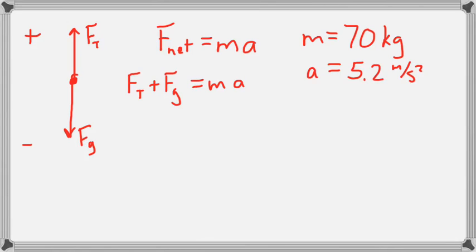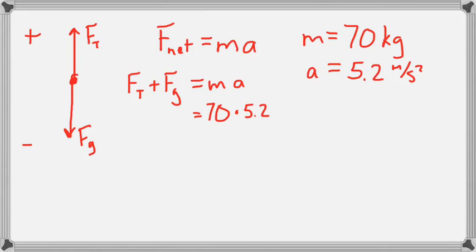All right. What is my mass? It's 70 kilograms. What is my acceleration? It is 5.2 meters per second squared. And it says acceleration is in the upward direction. So the sign of that needs to be positive. So that is what I'm going to have on the right-hand side of my equation.